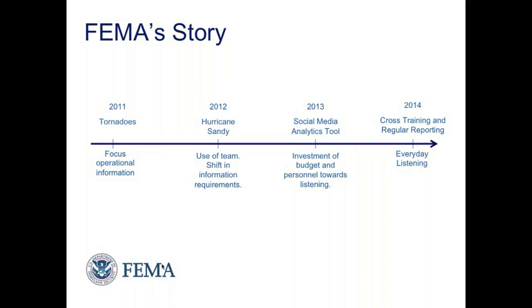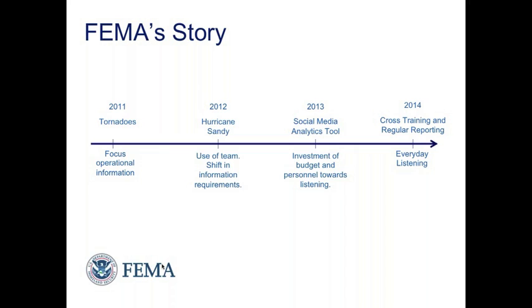It began basically in 2011 during first a series of major tornado outbreaks followed by the Joplin tornadoes. And we initially used social listening for just operational information, trying to get an understanding of how bad damage was on the ground and what was happening right there on the ground.